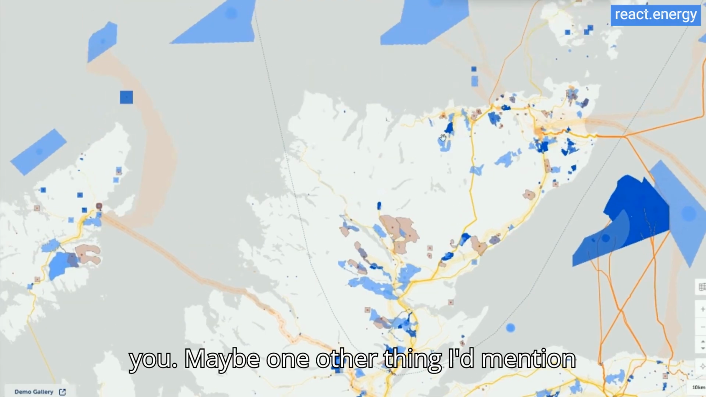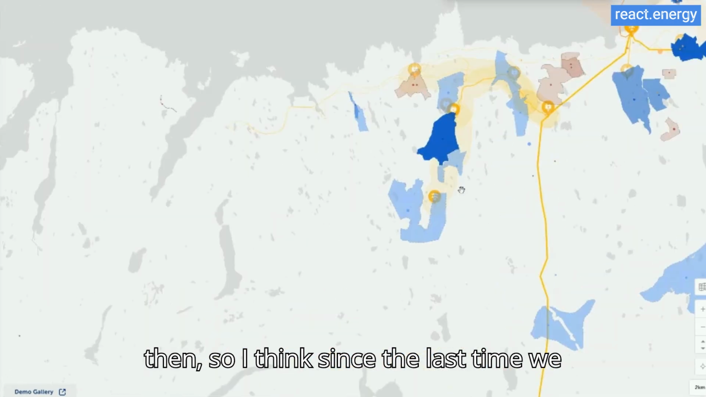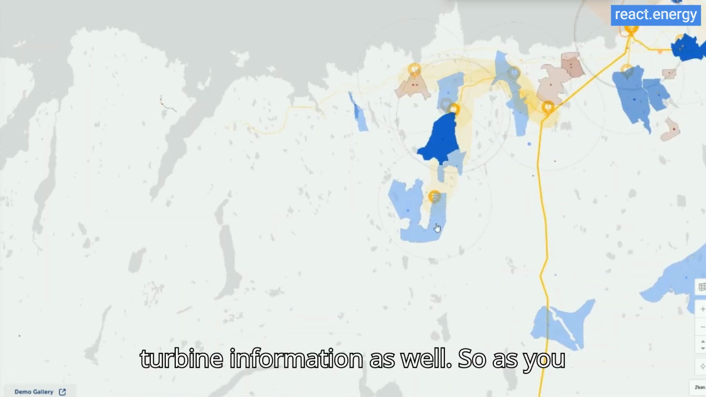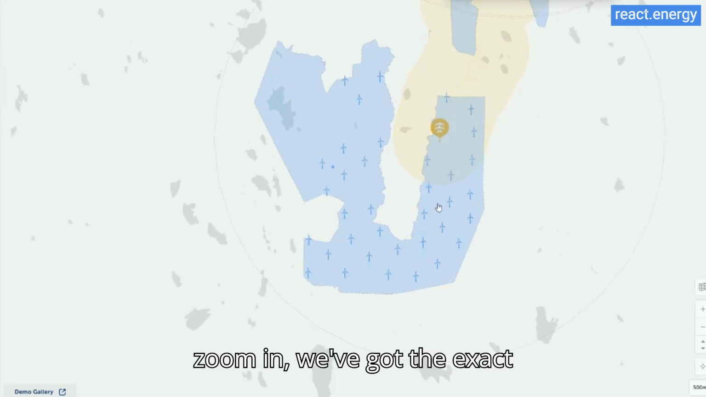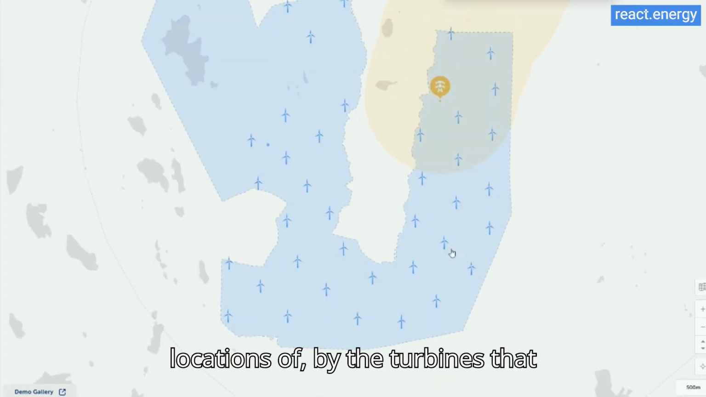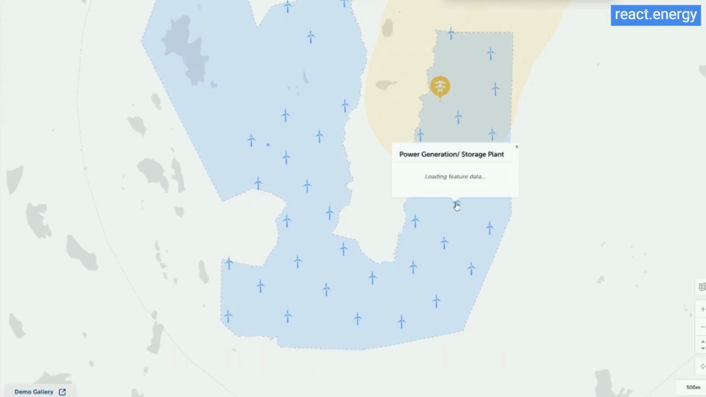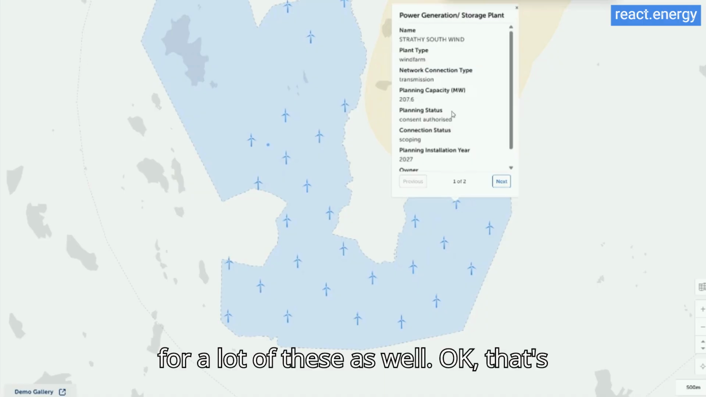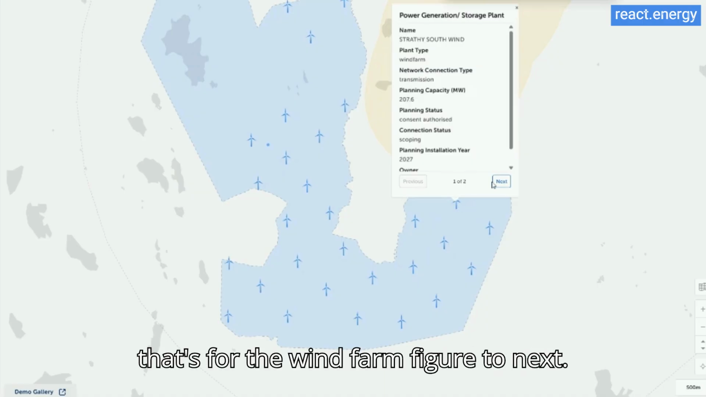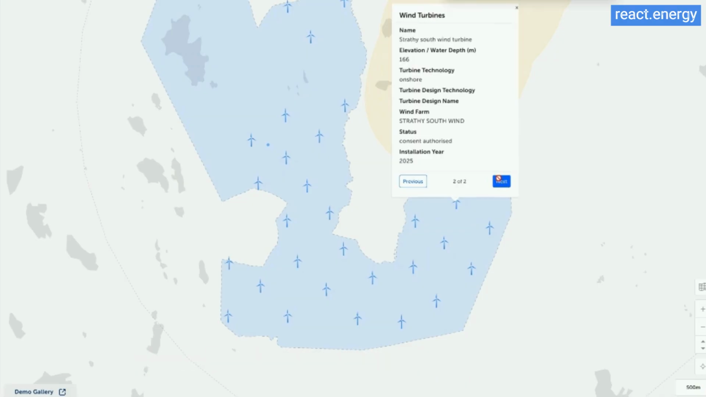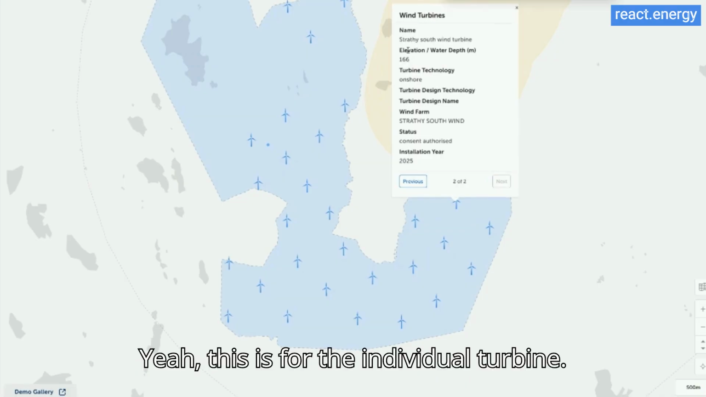Maybe one other thing I'd mention. Since the last time we showed it to people, we've now got turbine information as well. As you zoom in, we've got the exact locations of turbines that are installed or in planning, and we've got data for a lot of these as well. That's for the wind farm. If I go to next, this is for the individual turbine.